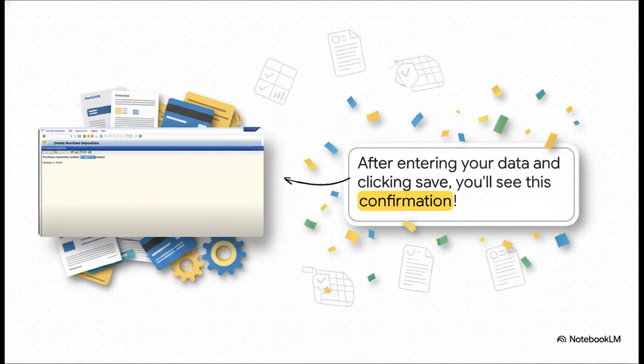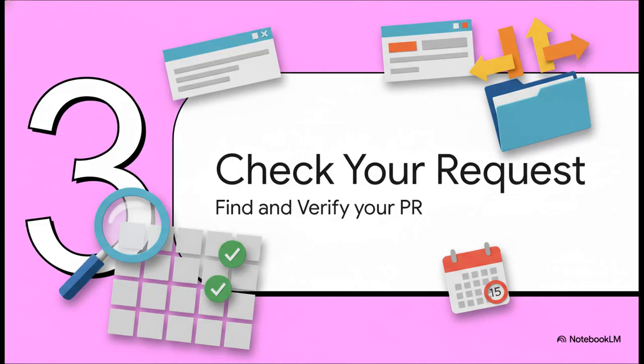Once those 5 fields are filled out, you just hit save. And you'll get this awesome confirmation message right at the bottom of the screen along with your new unique purchase requisition number. And that's it. Success! So your request is officially in the system. But how do you go back and find it later to check on its status? Let's take a look at how you can verify your PR.